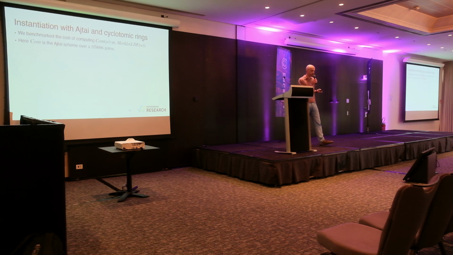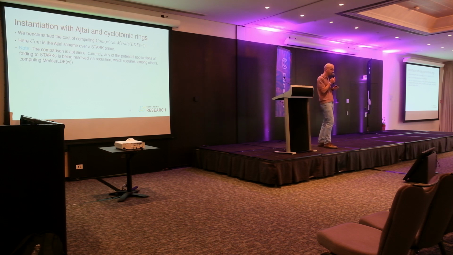Okay, so we benchmarked the cost of computing the commitment to the witness versus the commitment to the Merkle tree committing to the low-degree extension of W. And here, for clarity, the commitment is the ITI scheme. This comparison is apt because anything you would do with folding, right now in the context of SNARKs you do with recursion, and if you use recursion you do need to compute this Merkle tree commitment of the low-degree extension for each proof you are recursing over.